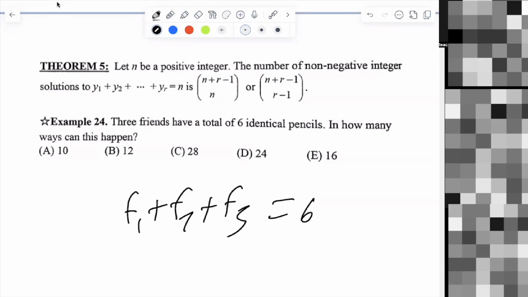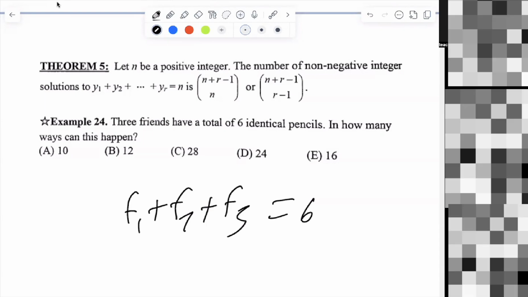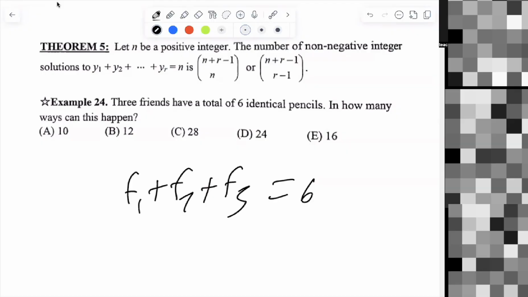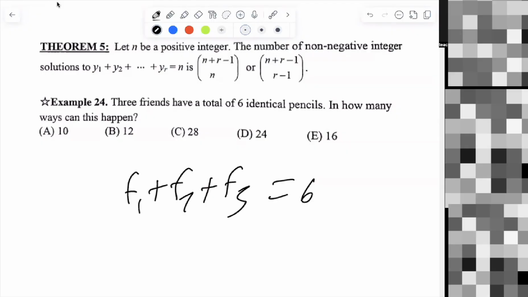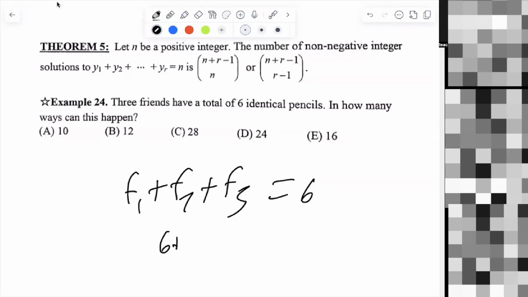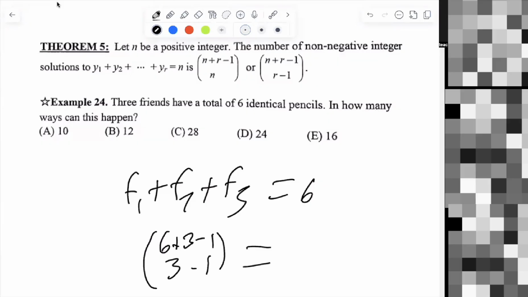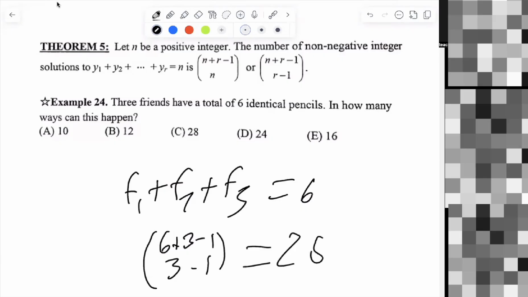This is pretty simple from there. So this is f1 plus f2 plus f3 equals 6. We just apply our formula. There are three total integers, so r is 3, and n is 6. Applying this formula gives you 6 plus 3 minus 1, choose 3 minus 1. And this gives you a total of 28.